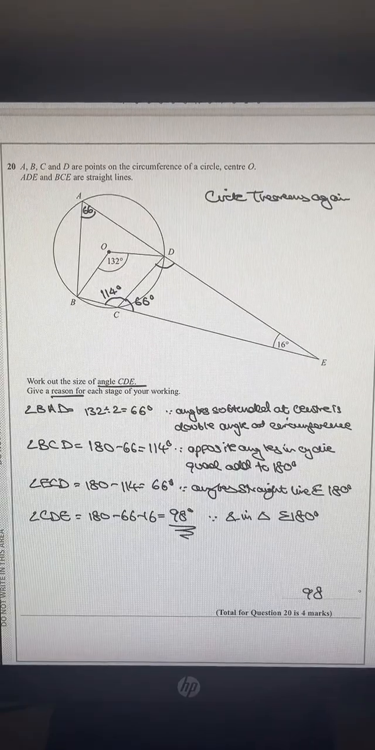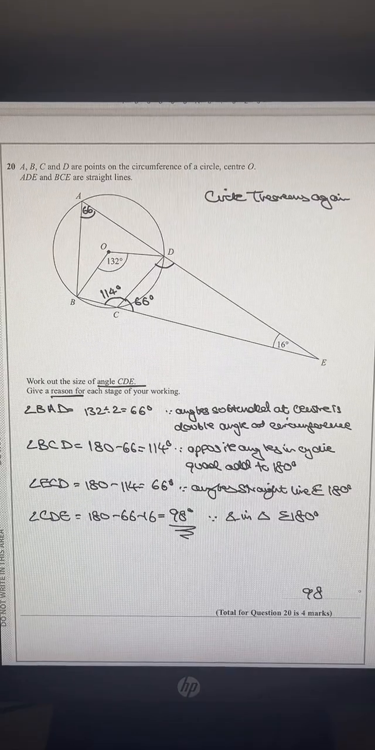So this one, this is 2022 June, and this is GCSE. This is the paper I sat. I thought it'd be funny to do my papers. A level is later.